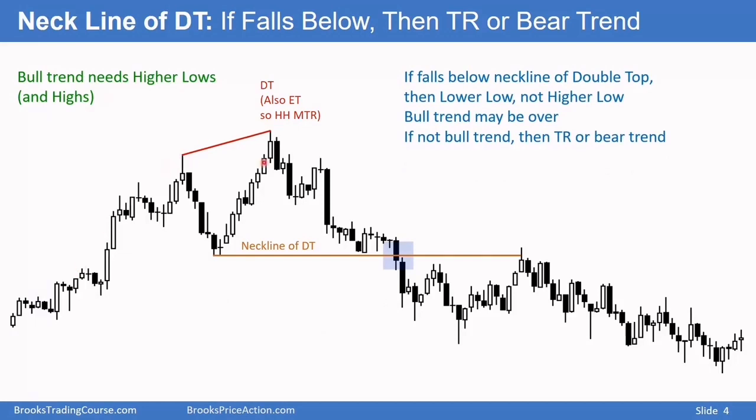We have a double top. This is the neckline of the double top. If the market falls below this low, the bears will assume that the bull trend has ended and maybe they'll get a swing down. This is a strong rally to a new high, so it's a very important higher low, and it's also the neckline of this double top.